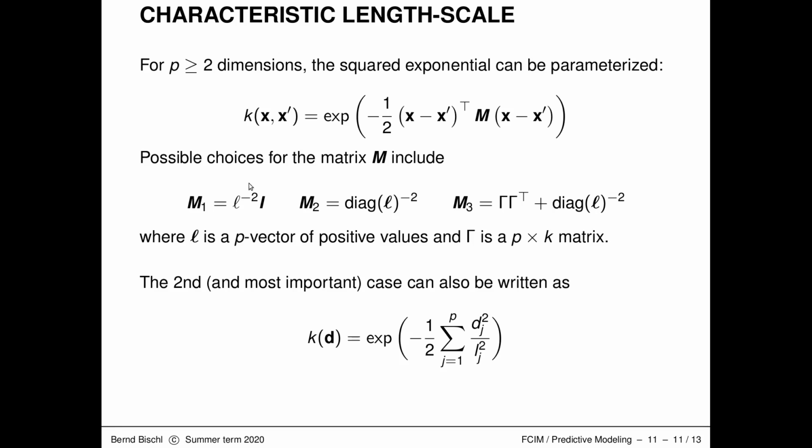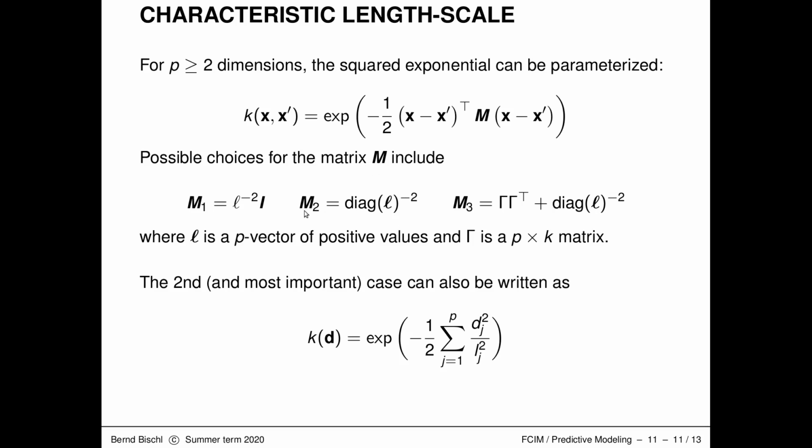So this implies that we now have one length scale parameter at our disposal, and that influences the wiggliness of the function over all input dimensions in the same manner. So less flexible, less control.